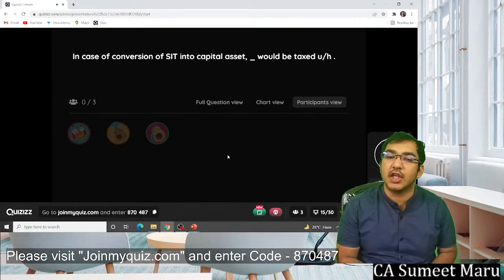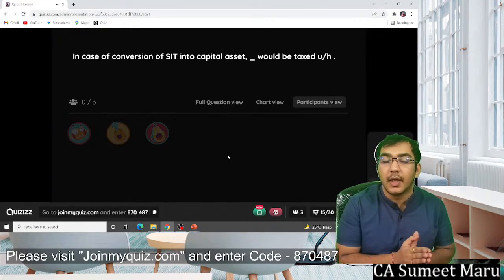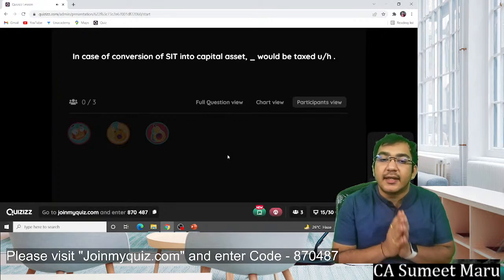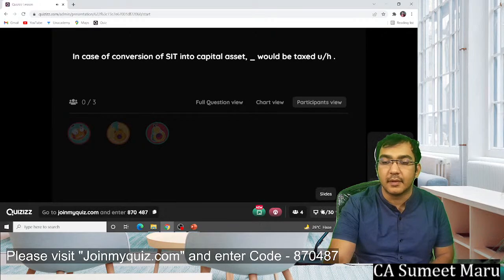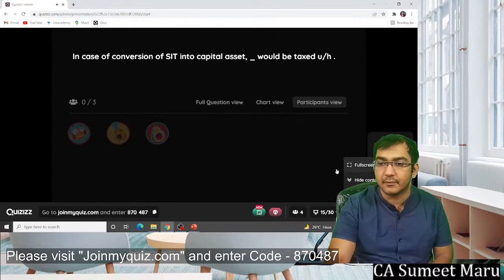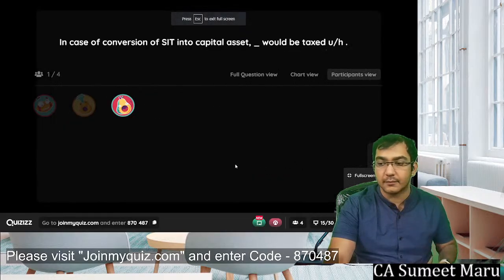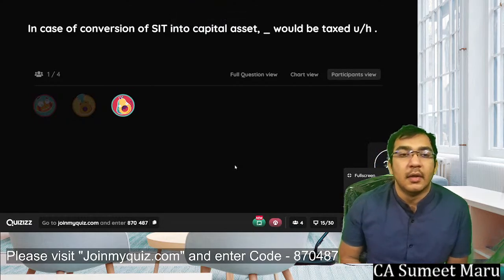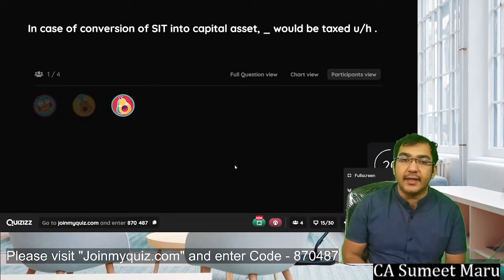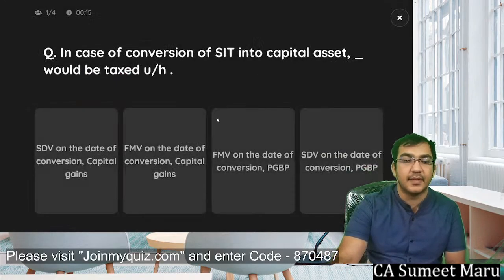In case of conversion of stock in trade into capital asset, dash dash would be taxed under the head.